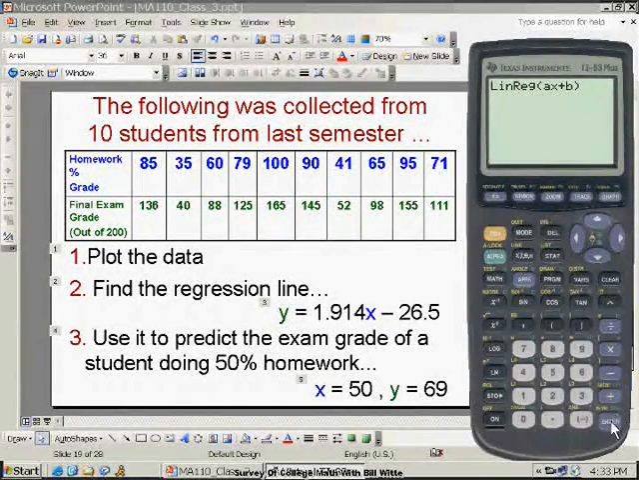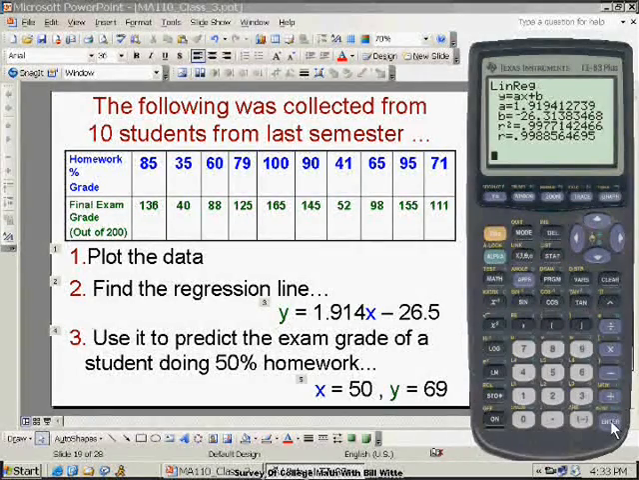I'll have to hit enter again. Took a little number crunching, but as you can see, in the form y equals ax plus b, it's telling me that the equation has a slope, the number in front of x, of 1.919412739, geez, is that close enough for you? And a y-intercept of negative 26.31, that's close enough for me. Okay, that's going to work out for us.